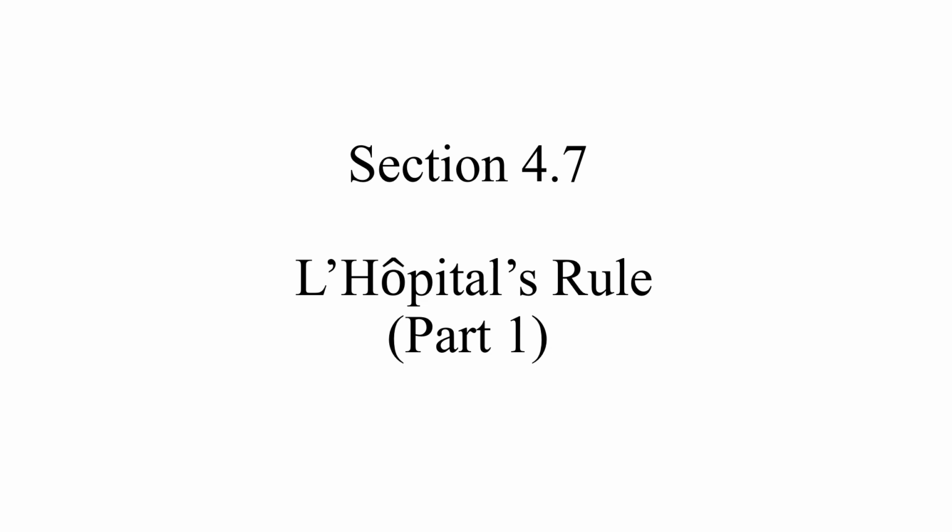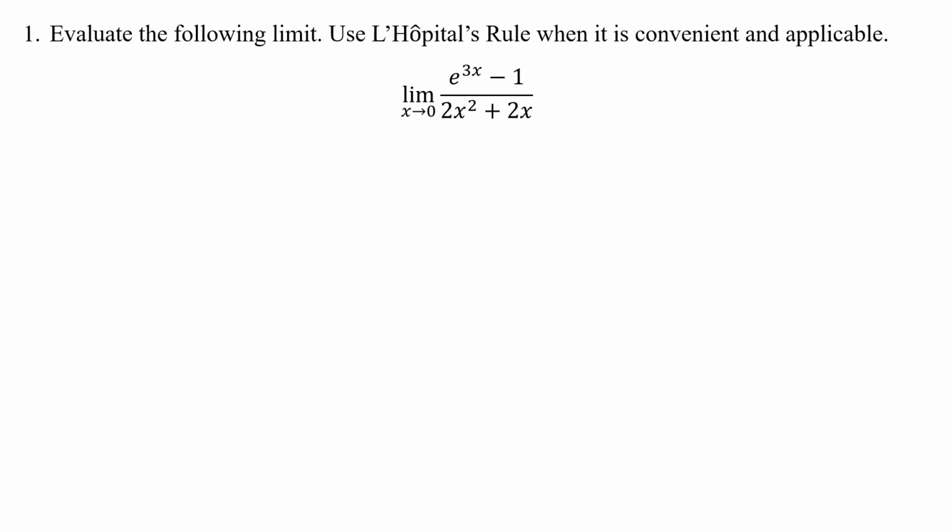All right, so for this section, we are going to be working with L'Hopital's rule. And what we're going to do is see what happens if we have a function and we try to apply the limit. Mostly going to be working with a rational function. If we apply the limit and we get what we call an indeterminate form, then we're going to be able to apply this rule. All right, so for instance, let's say we had this example here.